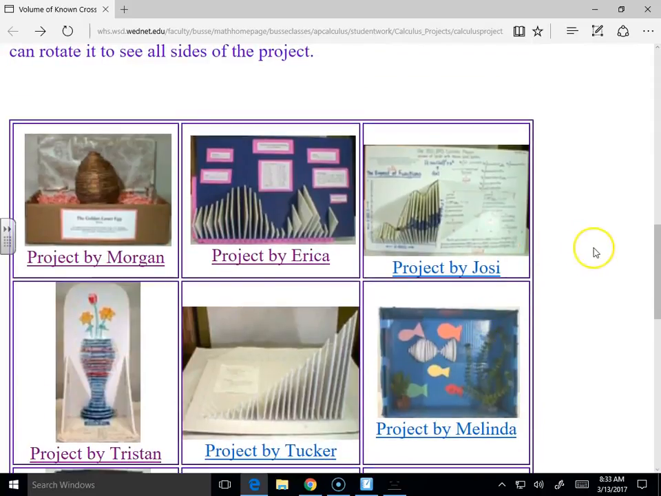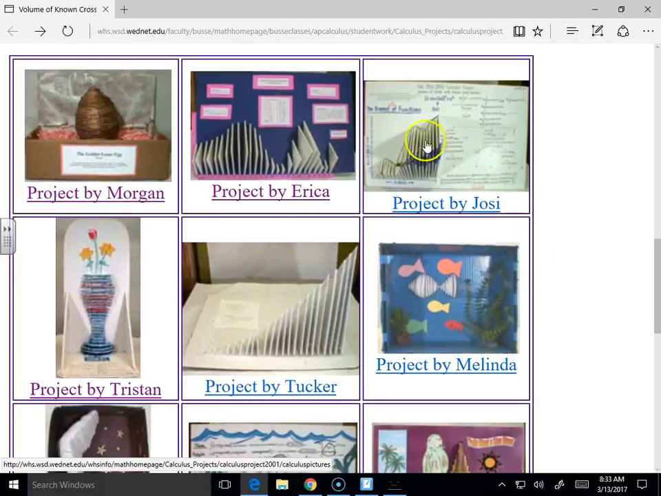Some Calc kids that finish Calc a whole lot faster than we do get to do cool projects, simulating this whole idea of volume by cross sections. Can anybody tell what the cross sections are of this big raindrop-looking thing? No, the golden egg. Can you tell what the slices are? What are the slices that have been accumulated here?